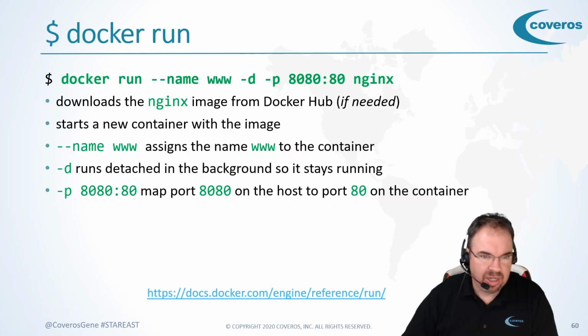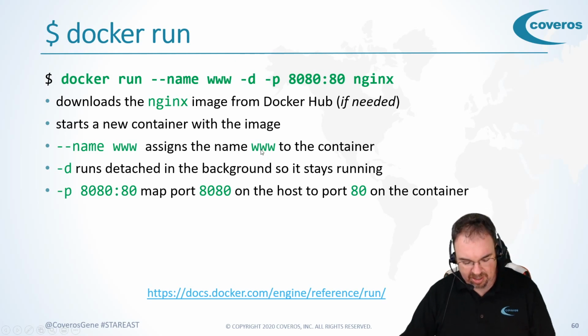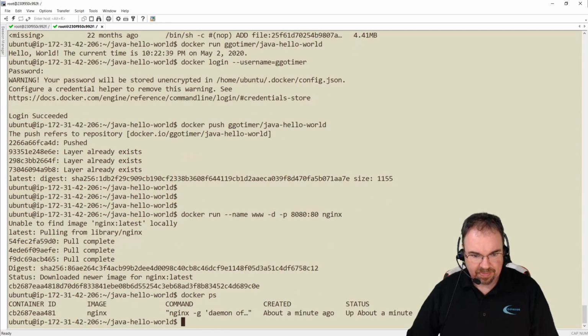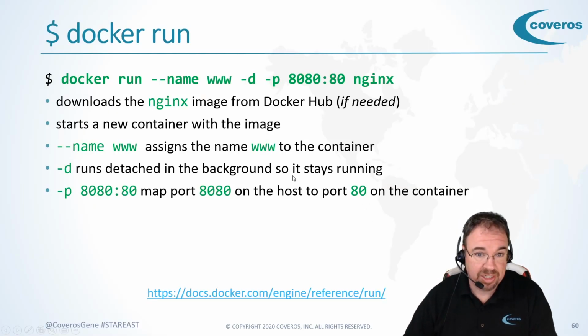Let's take a look at what we did, right? The docker run, we know what that does. It downloads the image if it needs it, and starts the container with the image. The name assigns the name www to the container. So now if I hop back over here and do a docker ps, number one, I see that the Nginx container is still running. I didn't do a ps -a, right? But the name is www. It doesn't use some random words strung together, right? So that's new.